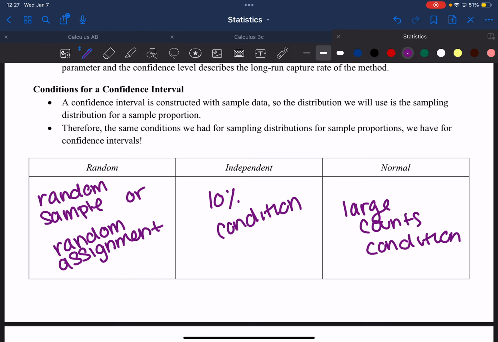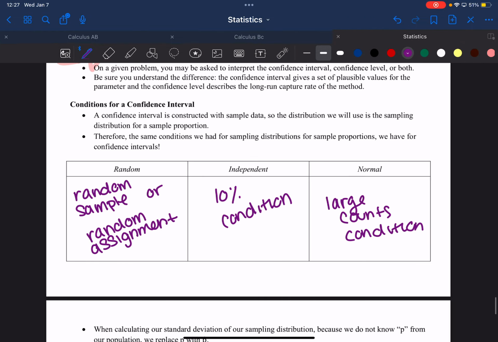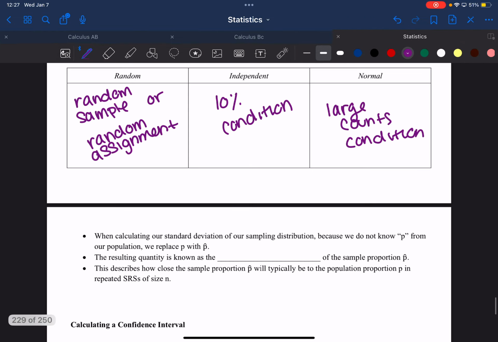Okay. The only difference here is instead of saying n times p, we're going to say n times p hat. Because we are not given p. P is unknown. That is the actual proportion. We only have our estimated proportion. That's the main difference. Okay. And it says it right here. If you want to highlight that, we replace p with p hat.